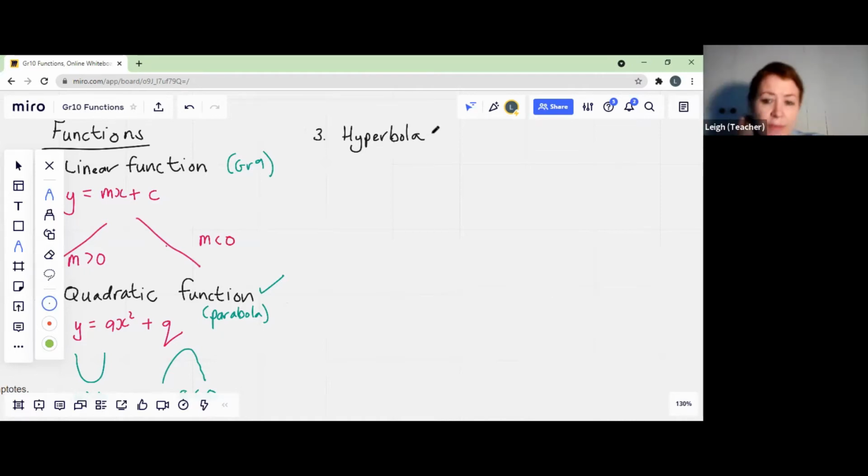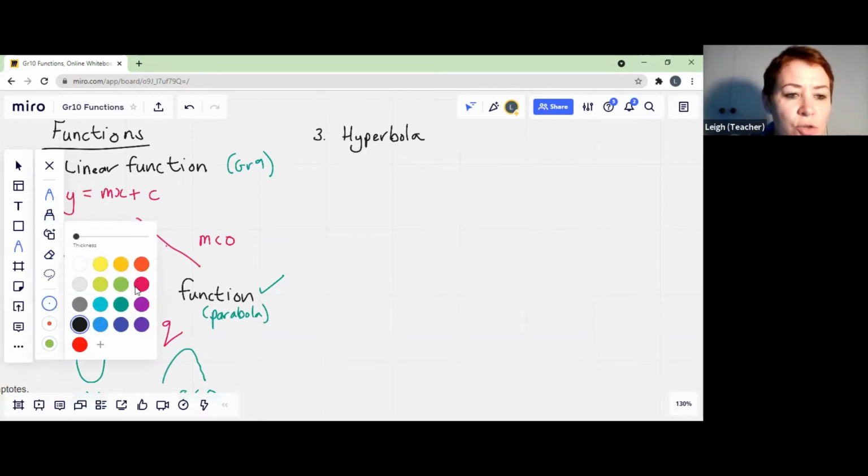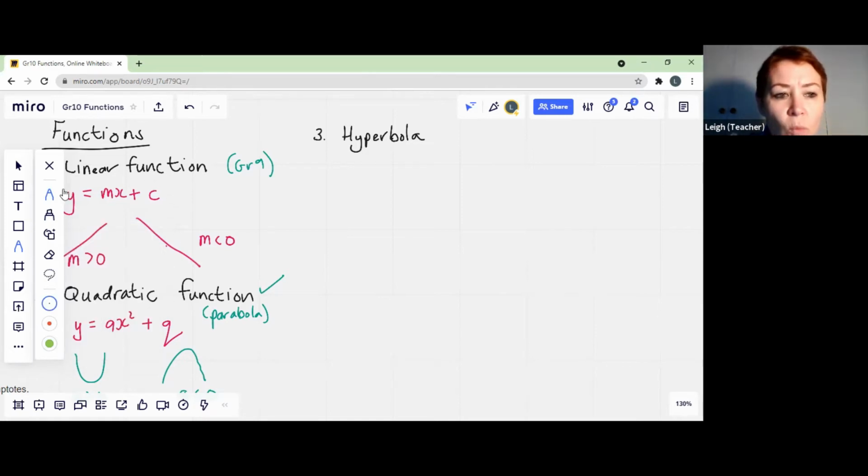Hyperbola, like that. Now in its most simplest form, the hyperbola also has a general equation. So just like I can describe a straight line by using y equals mx plus c, and I can describe a quadratic function using y or f of x or g of x equals ax squared plus q, I can describe the hyperbola as follows. Y equals a over x.